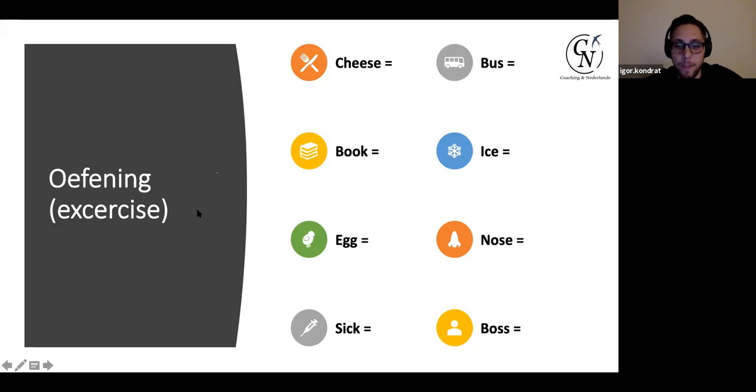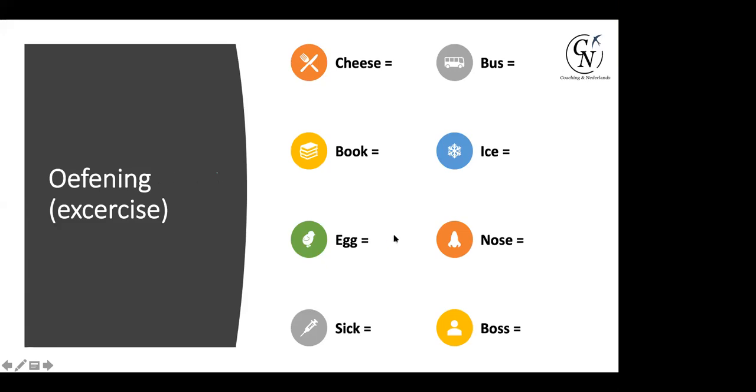You can say, hij is mijn baas. He is my boss. Mijn baas is slecht. Yeah, I think no one likes bosses, right? Mijn baas is moeilijk. Difficult. Zij is mijn baas. She is my boss. You can say also, ik ben de baas. I'm the boss. You can say, ik ben mijn eigen baas. My own boss. Eigen.